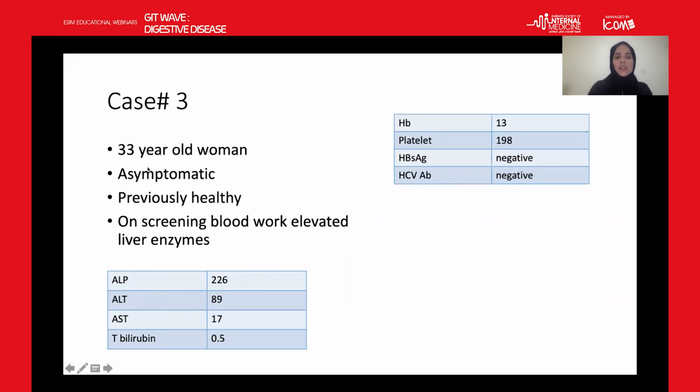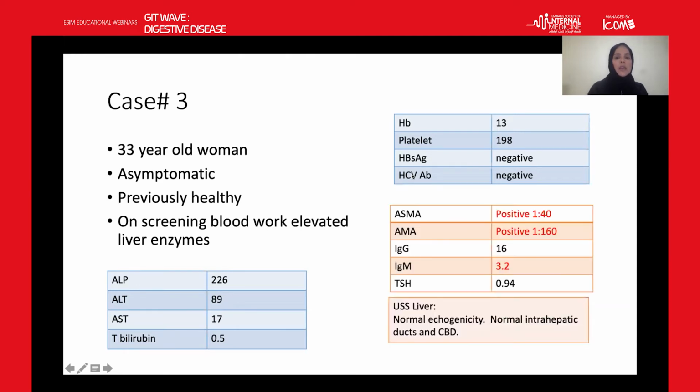A third case is a 33-year-old woman, asymptomatic, previously healthy. On screening blood work, she was found to have abnormal liver enzymes, mainly alkaline phosphatase of 226 with ALT of 89, while bilirubin was normal, platelets were normal, and hepatitis B and C were negative. We went through that algorithm, and we did the markers for her.